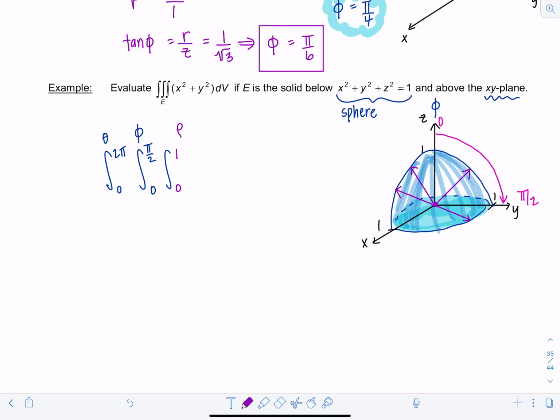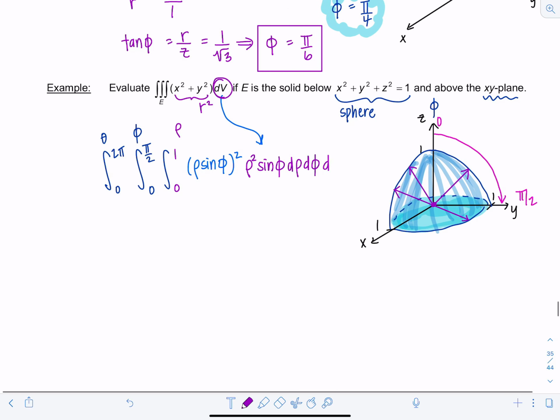Now, I have to change everything into spherical coordinates. So x squared plus y squared, I know that's r squared, but in spherical, r is rho sine phi. So I have rho sine phi squared. And then remember dv, I'll do that in a different color so you know that's just for dv. dv is rho squared sine phi d rho d phi d theta. All right, so now everyone's accounted for.